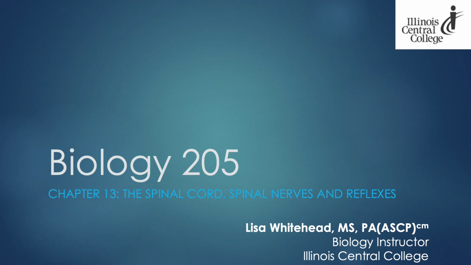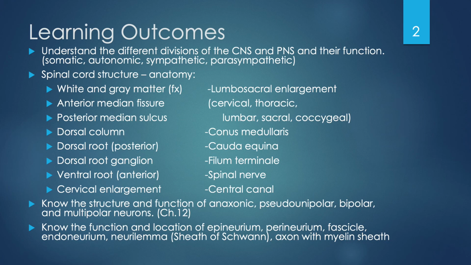This is Biology 205 at Illinois Central College. We are studying Chapter 13 today, the spinal cord, spinal nerves, and spinal reflexes. Objectives for this unit include the following: to understand the different divisions of the central nervous system and the peripheral nervous system and their function. This includes the somatic, autonomic, sympathetic, and parasympathetic nervous systems.